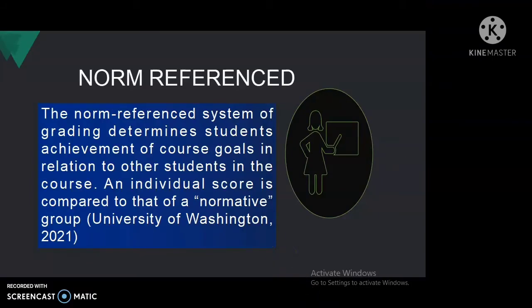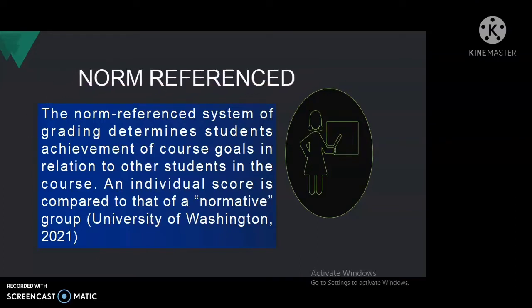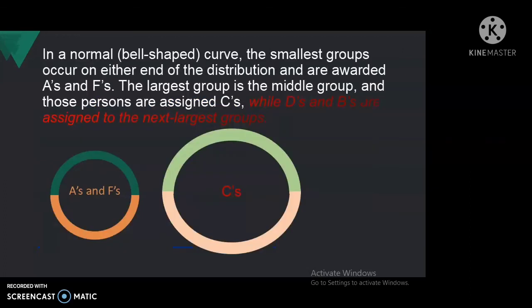Now, the norm reference system of grading determines students' achievement of course goals in relation to other students in the course. An individual score is compared to that of a normative group. So in a normal bell-shaped curve, the smallest groups occur on either end of the distribution and are awarded A's and F's. The largest group is the middle group, and those persons are assigned C's, while D's and B's are assigned to the next largest groups.